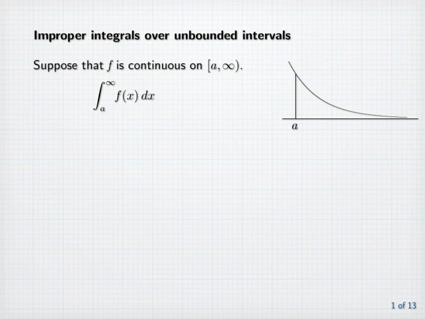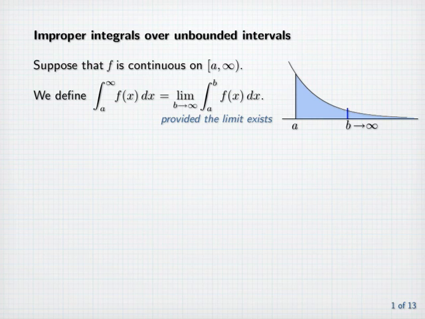We can do this by considering an arbitrary right endpoint b greater than a, integrating from a to b, and then taking the limit as b goes to infinity. So we define the integral from a to infinity of f of x dx to be the limit as b goes to infinity of the integral from a to b of f of x dx, provided the limit exists. And when the limit exists, we can interpret it as the signed area of the region with infinite length between the graph and the x-axis to the right of a.